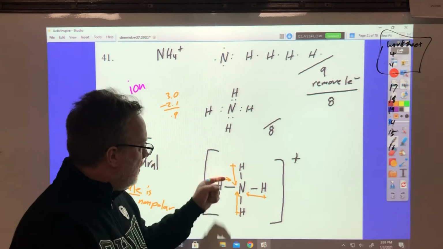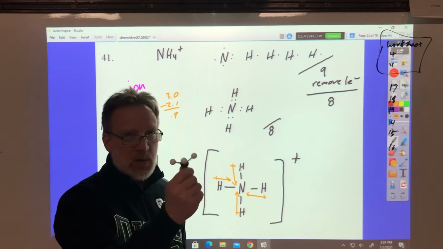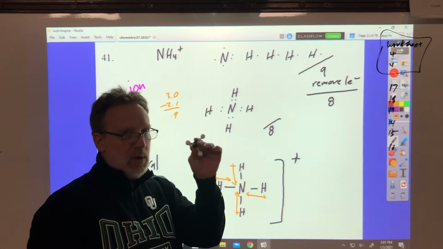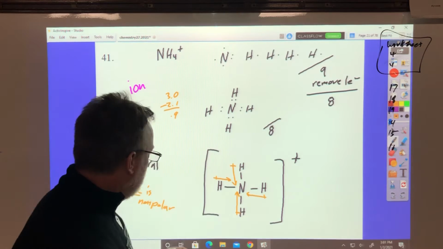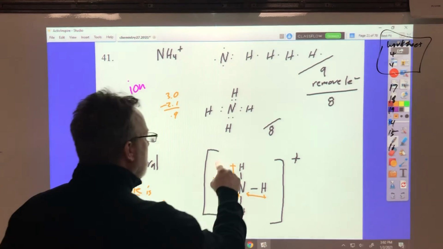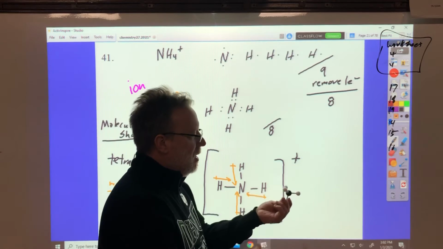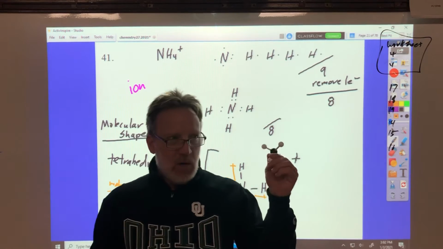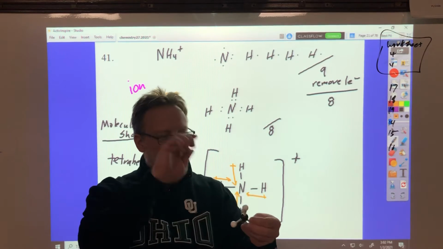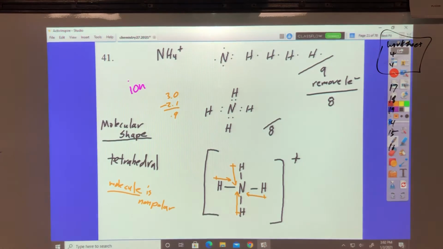Even though every one of those 4 bonds is polar on this ammonium ion, the ion as a whole is nonpolar. It doesn't have one side that's negative and one side that's positive. The whole positive charge that's shared on this polyatomic ion is shared equally. We don't know which one of these hydrogen atoms is the source of that positive charge.